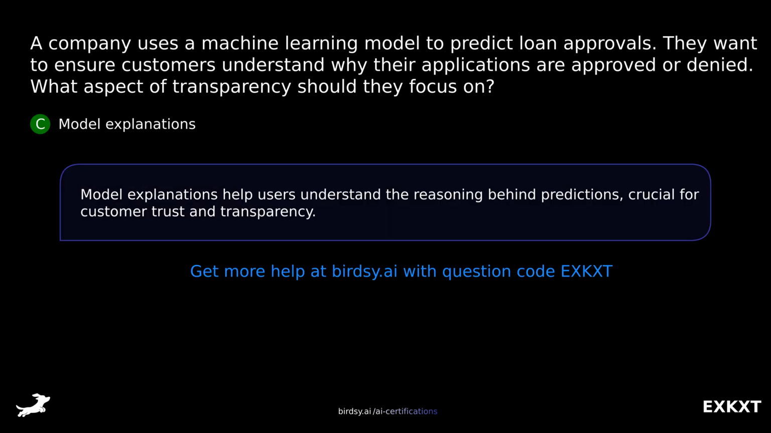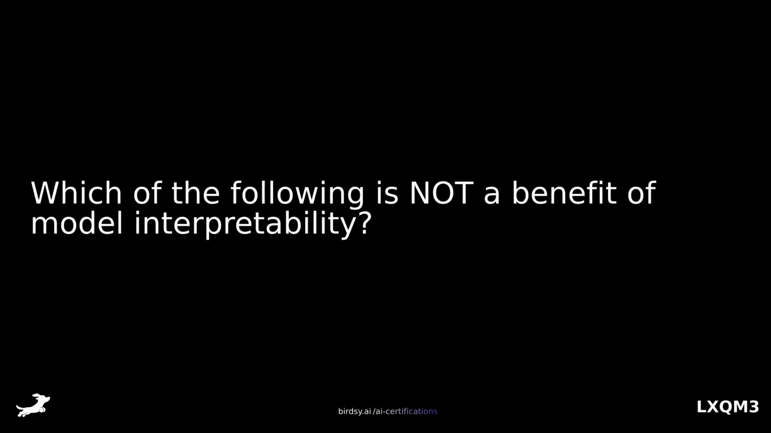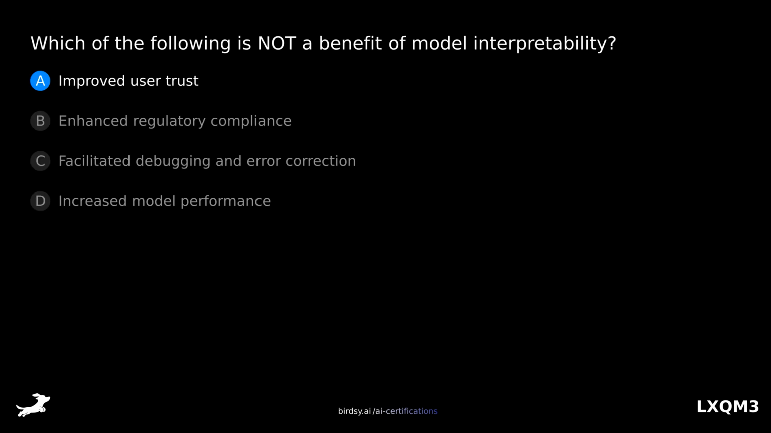Model explanations help users understand the reasoning behind predictions, crucial for customer trust and transparency. Which of the following is not a benefit of model interpretability? Is it A, improved user trust, B, enhanced regulatory compliance, C, facilitated debugging and error correction, or D, increased model performance? The answer is D, increased model performance.